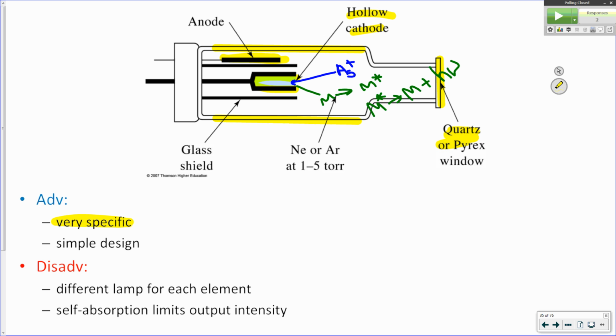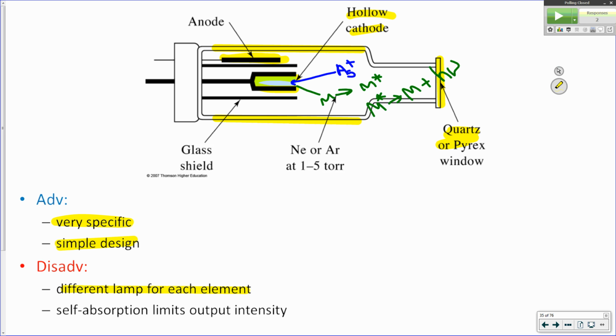So this source is very specific for cadmium. It emits a spectrum that exactly matches that of cadmium. It's a very simple design. All you need is a couple-hundred-volt power supply to run it. The problem is that each lamp is unique for every element.